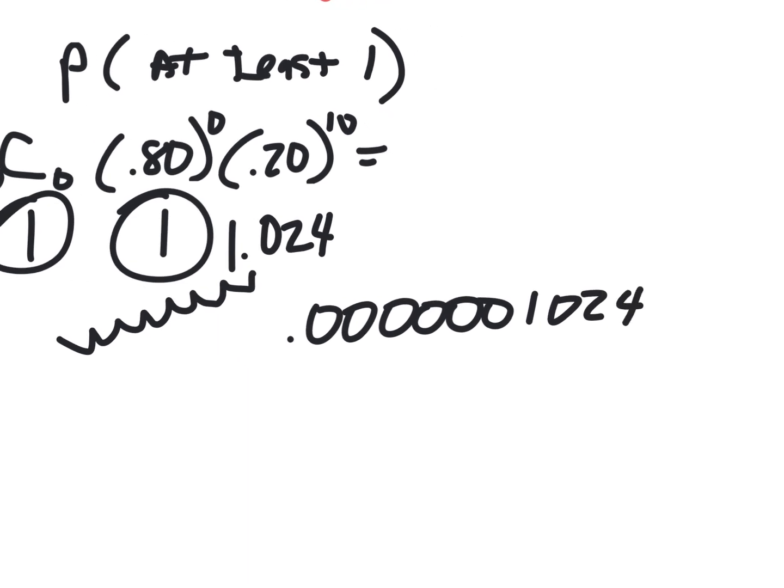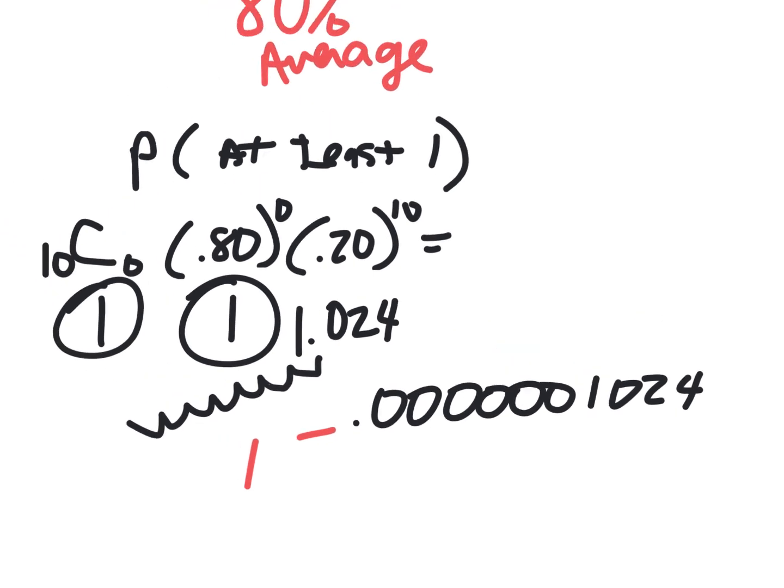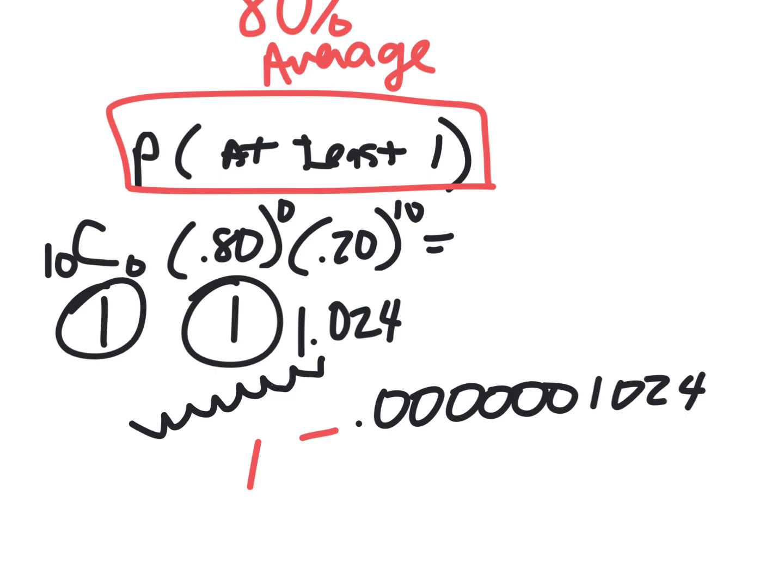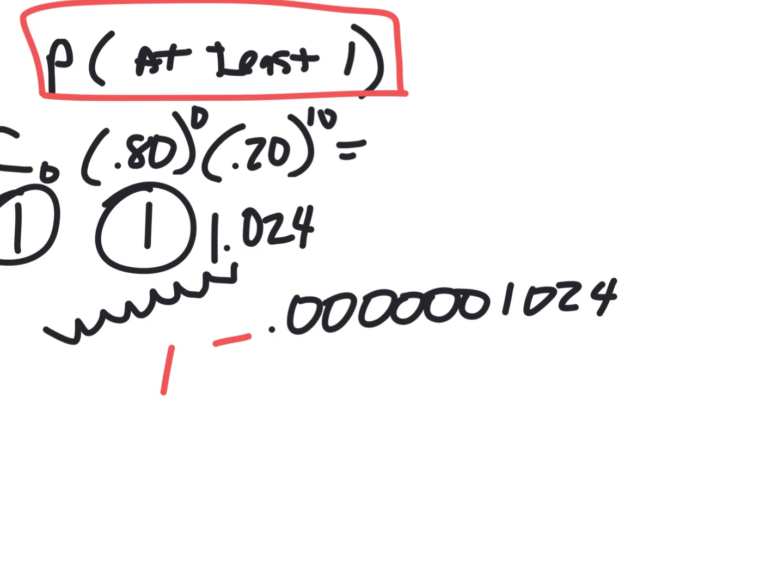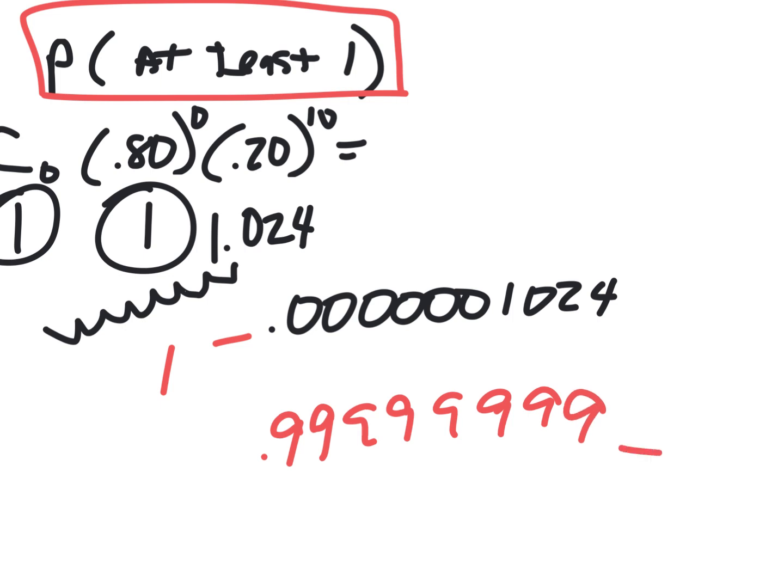0.000001024. Would you agree if we're rounding, 1 minus that is pretty much 100%? It's 99.99999%. You don't want to answer the question with there's a 0% chance of that. The probability of at least getting 1 free throw is almost 100%. It's 1 minus a tiny number, which means 99.9999999, and maybe there'll be a different number down here somewhere.